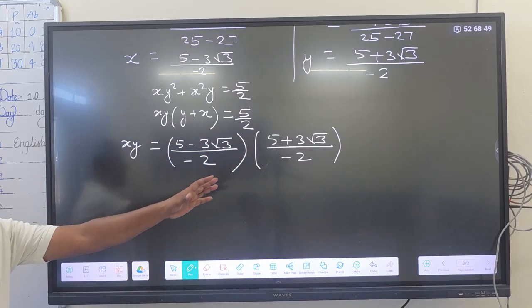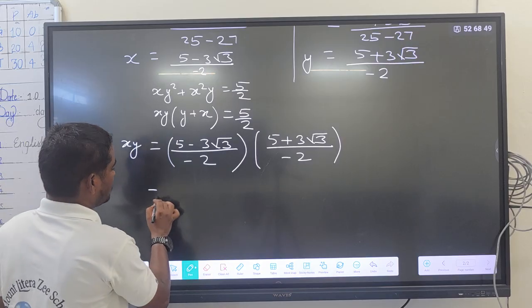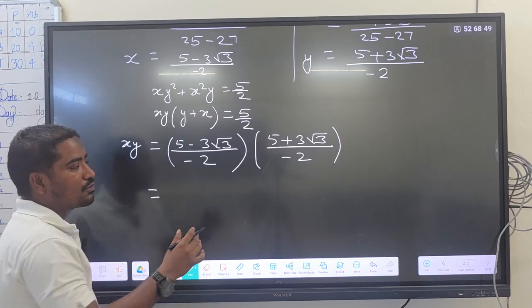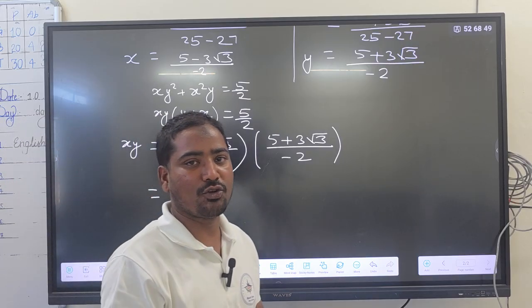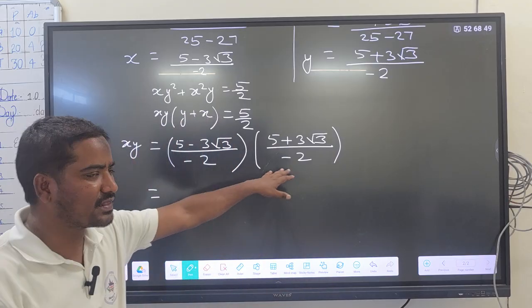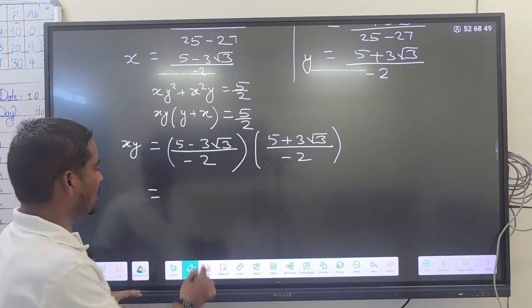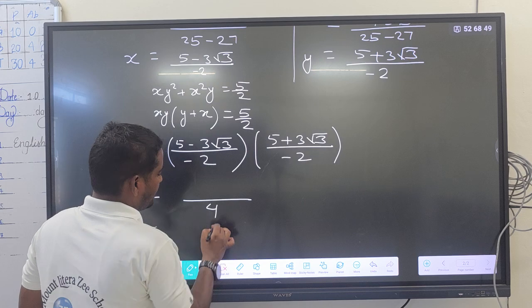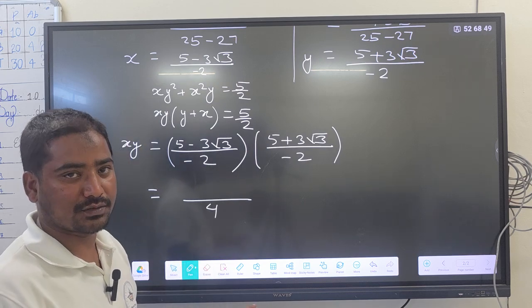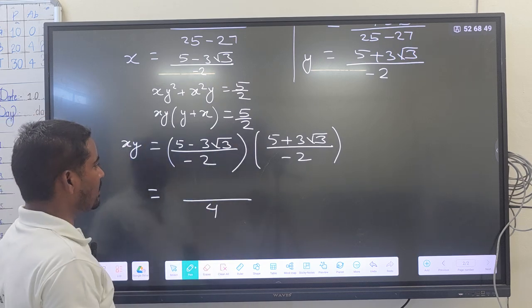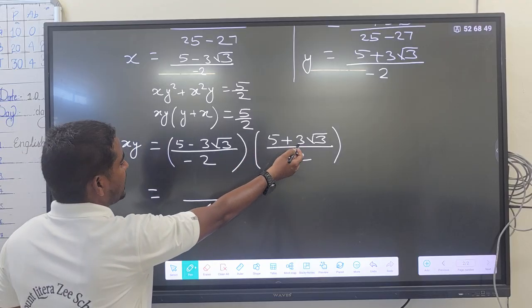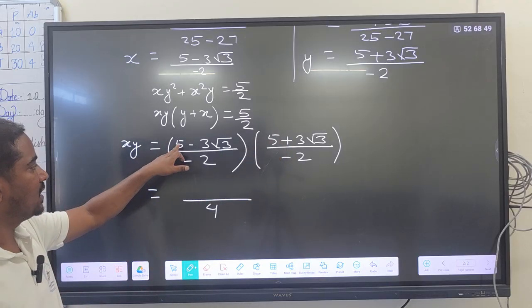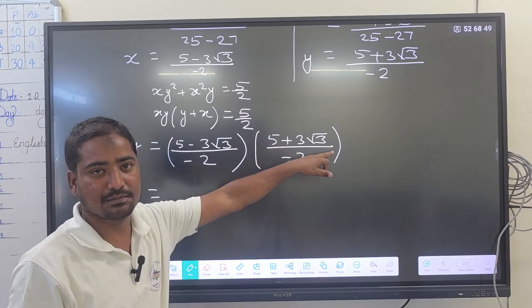Basically we have to multiply these two numbers, students. Okay, now see, I am going to multiply the numerator separately, denominator separately. If you multiply the denominator, minus 2 into minus 2 will give you plus 4. Finished. Now come to the numerator. Numerator, a plus b into a minus b, as you can see. See, a plus b, a minus b.